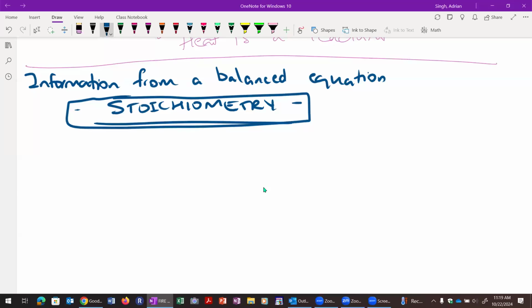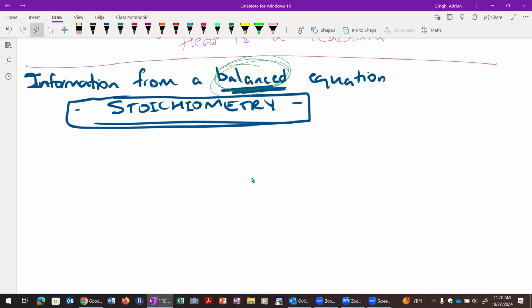All right, and all this means is using the information from your balanced chemical equation. So in order to do stoichiometry, you absolutely need your equation to be balanced, and then we can use the information that we get from it. So let's take a look at an example and show you what this actually means.